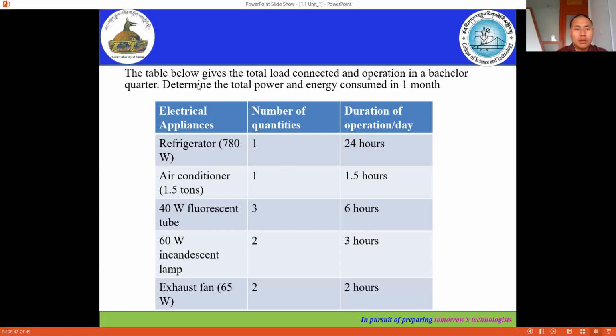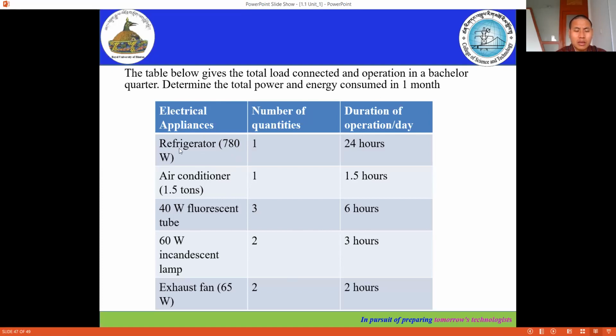Okay, the table gives the total load connected and operations in a bachelor quarter. Now these are the data that is given from one of the bachelor quarters. Determine the total power and the energy consumed in 1 month.